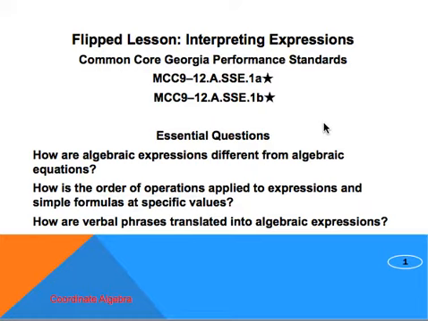So, how are algebraic expressions different from algebraic equations? How is the order of operations applied to expressions and simple formulas at specific values? And how are verbal phrases translated into algebraic expressions?